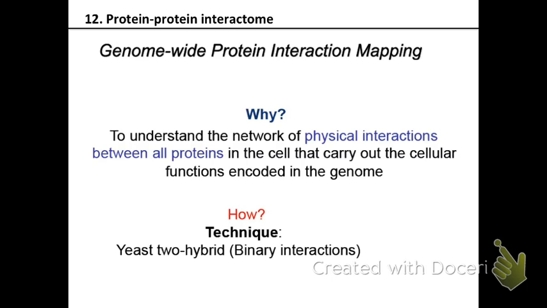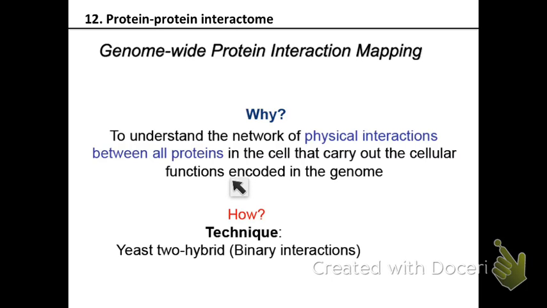All right, so next, we have seen ChIP-seq and other techniques that can analyze interactions. Today we're going to talk about a technique called yeast-2 hybrid that allows you to test if two proteins interact with each other or not. So right now you're measuring protein-protein interactions. Why do we want to understand protein-protein interactions? Because you want to understand the network of physical interactions between all proteins in a cell that carry out the cellular functions encoded in the genome.